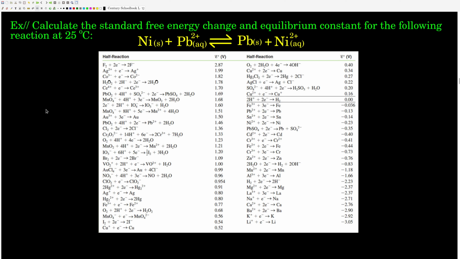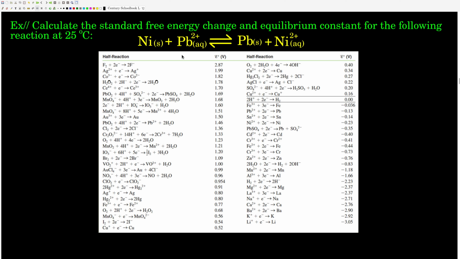All right, so now we're going to do an example. We want to calculate delta G0 for this process and K, the equilibrium constant. Think about this as an electrochemical cell, where we have two half cells: one the anode where oxidation is happening, one the cathode where reduction is happening. So here, nickel is going to nickel 2+. That's oxidation, so that half cell would be the anode. Lead 2+ is being reduced to lead. That's reduction, so that would be the cathode.